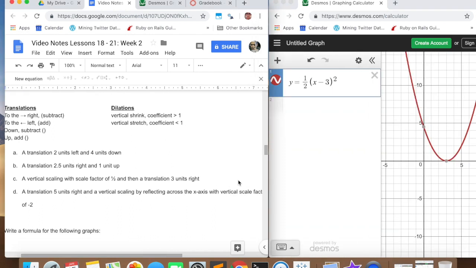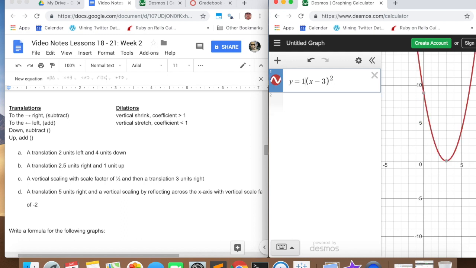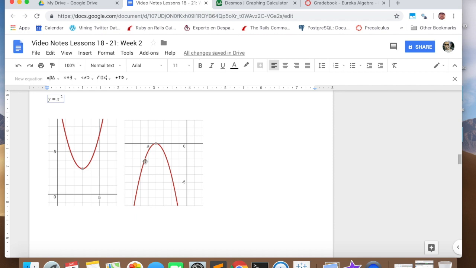And our last transformation asks us to go 5 units to the right. So that means I'm going to have to subtract 5 inside the parentheses. And a vertical scaling by reflecting across the x-axis with a vertical scale factor of -2. That means my coefficient is going to be a -2. So it's going to flip it upside down or mirror it across the x-axis. And then it's going to be narrower.